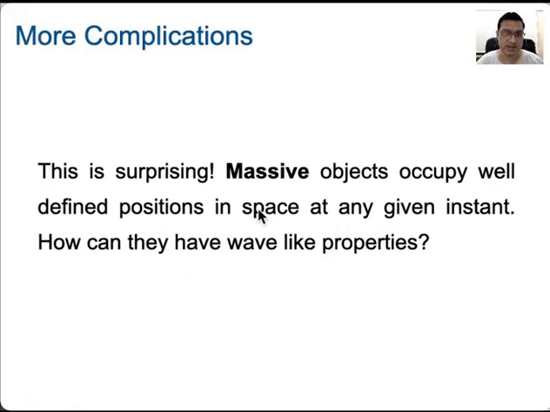This was very surprising at that time, because massive objects occupy a well-defined position in space. Once you say that my object is at position x, you know that it's a very well-defined position in space at a given instant. How can they behave like a wave? Because a wave does not have a very well-defined position. So how can this very contradictory concept be acceptable, that an electron, or any particle which has a very well-defined position at a given instant, can behave like a wave, and then the meaning of the well-defined position is completely lost?